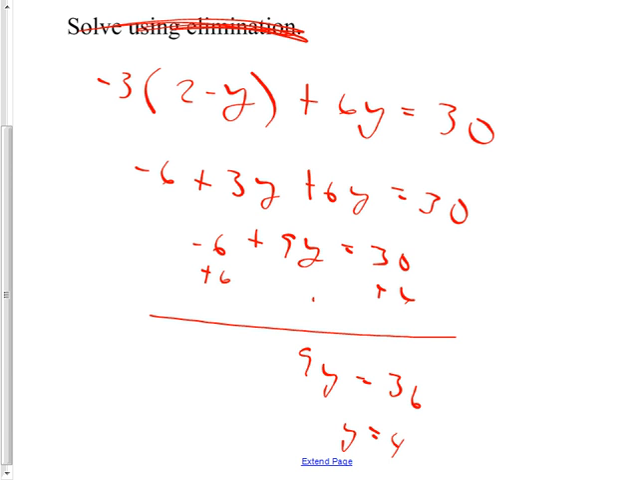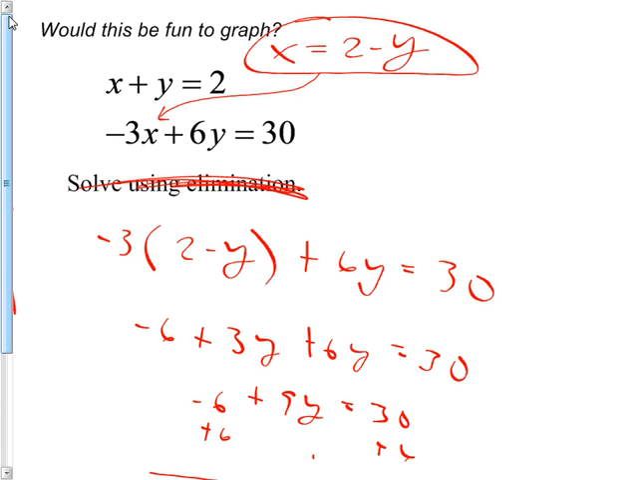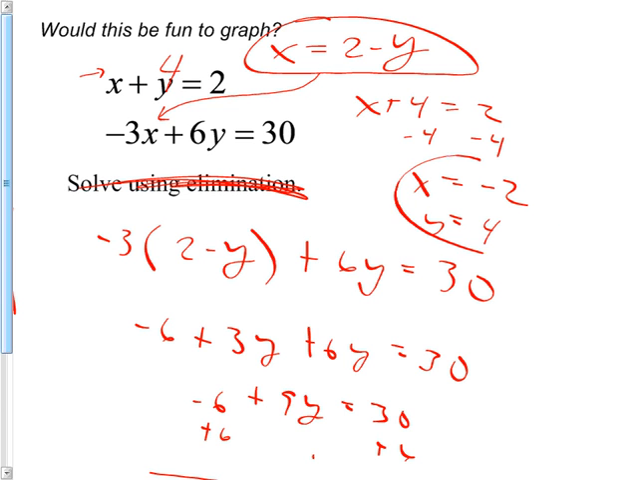Once you get y is 4, you've got to go back and figure out, what's x then? If y is 4, x would have to be something that would make it equal 2. So I solved this little equation: x plus 4 equals 2. Subtract 4, x has to equal negative 2. All right, so if x is negative 2 and y is 4, negative 2 comma 4 would be an okay answer.